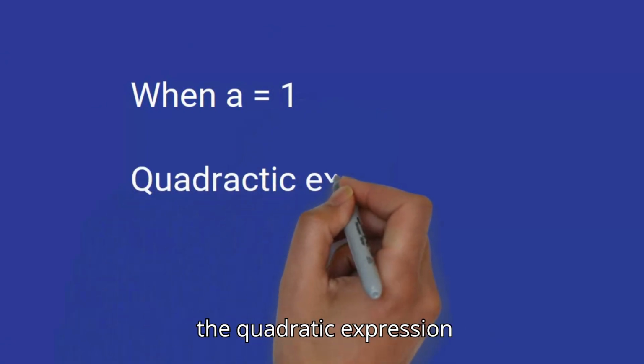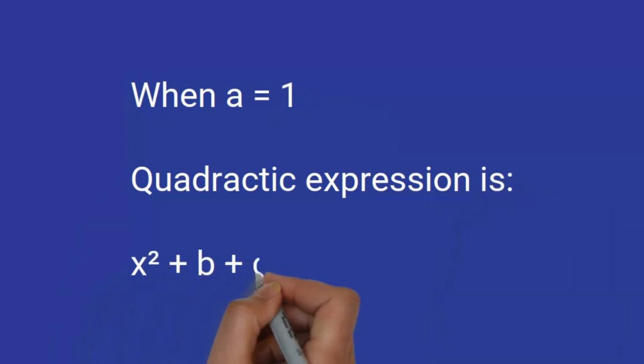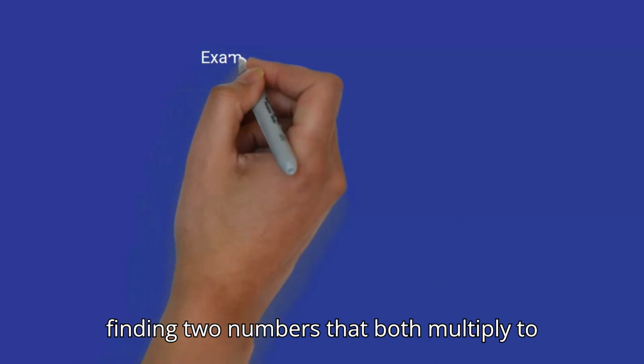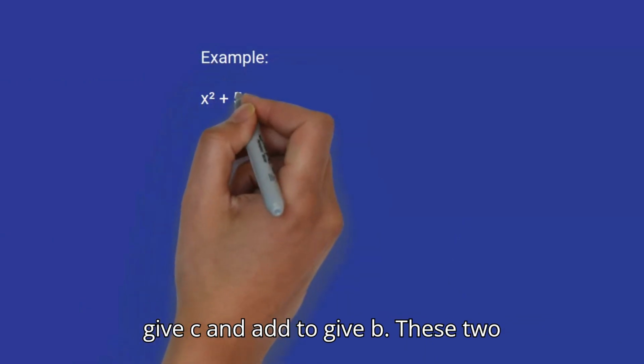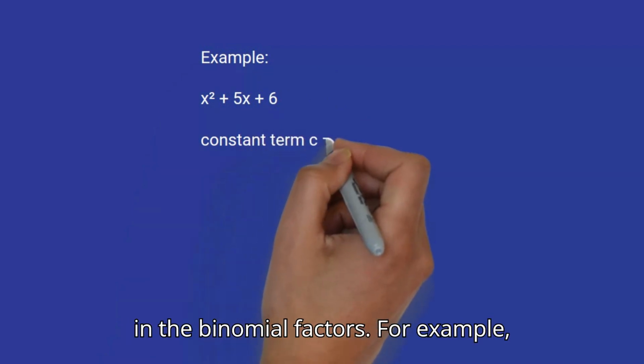When a equals 1, the quadratic expression takes the form x squared plus bx plus c. Factorizing in this case involves finding two numbers that both multiply to give c and add to give b. These two numbers will form the coefficients of x in the binomial factors.